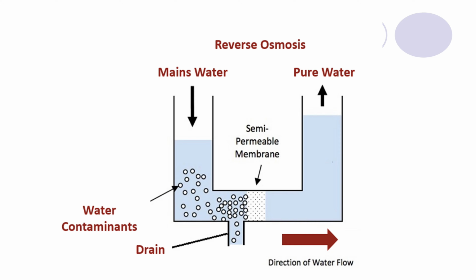Osmosis is when two different densities of water equalize through a membrane. Reverse osmosis is when an external force is acted upon it, in this case water pressure. And that's the process for that.